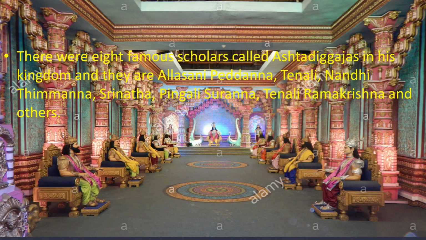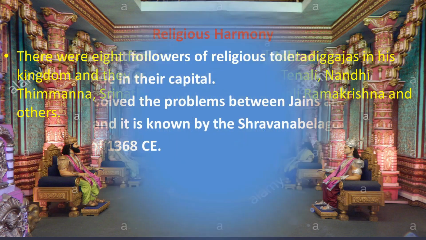There were 8 famous scholars in the court of Krishna Devaraya and they were called Ashtadigajas. Some of them are Alasani Peddanna, Nandi Timmanna, Srinatha, Pingali Suranna, Tenali Ramakrishna and others.